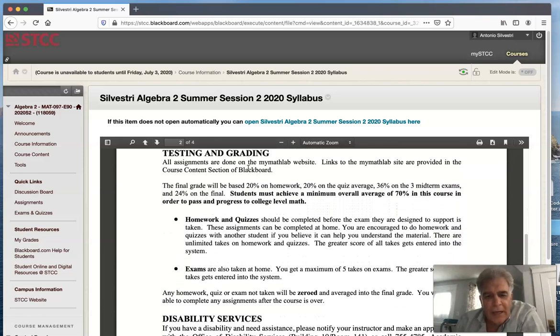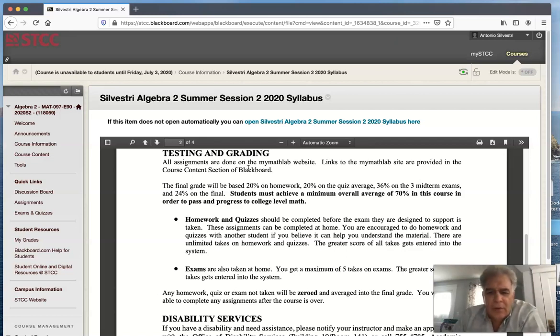But in terms of grading, everything gets graded in this class. Homework, quizzes, midterm exams. There are 3 midterm exams and 1 final. Those are the percentages that you see here. Homework and quizzes, you can do as many times as you want. If you get a 60 the first time, you take it again. You can do a 70. The 70 takes precedence. It gets entered in the system.